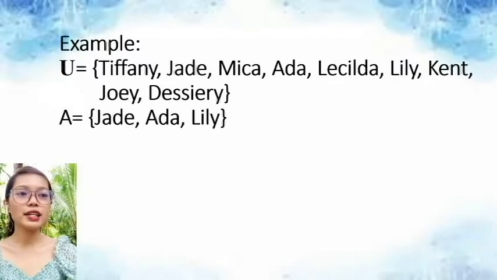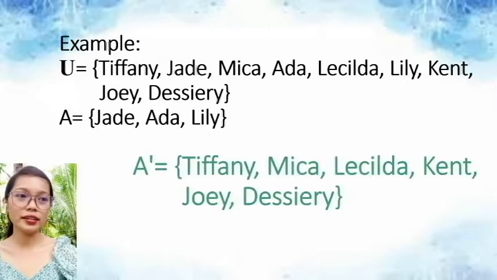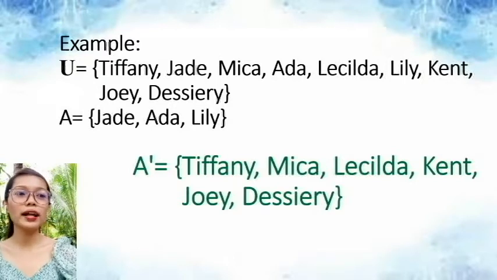Okay, example. Here are names of actresses. Universal set: Tiffany, Jade, Mika, Ada, Lucilda, Lily, Kent, Joey, Desiree. Set A has Jade, Ada, Lily. What is not in A from the given? You're right: Tiffany, Mika, Lucilda, Kent, Joey, and Desiree. That's how simple it is to find the complement. We look for what is not in A.